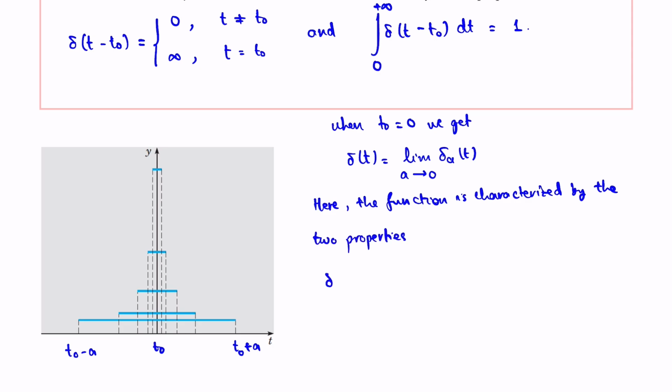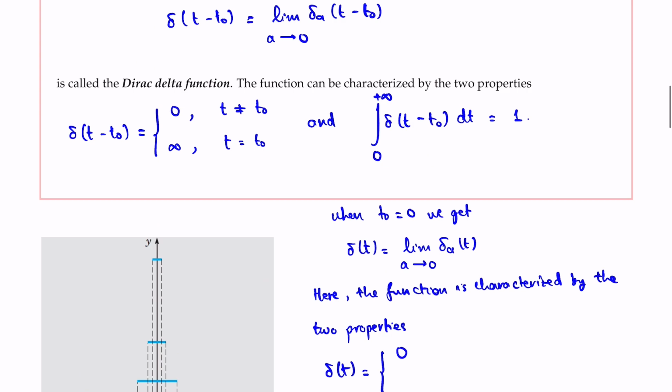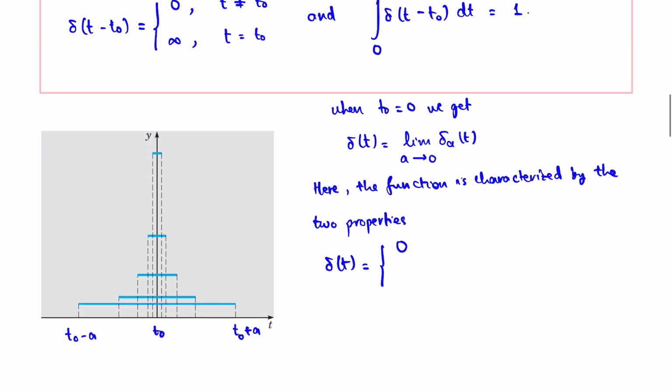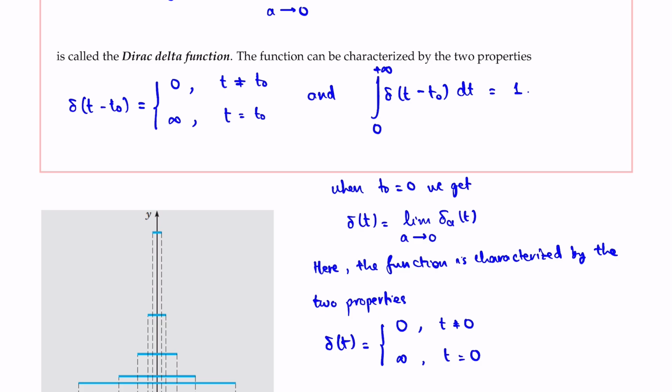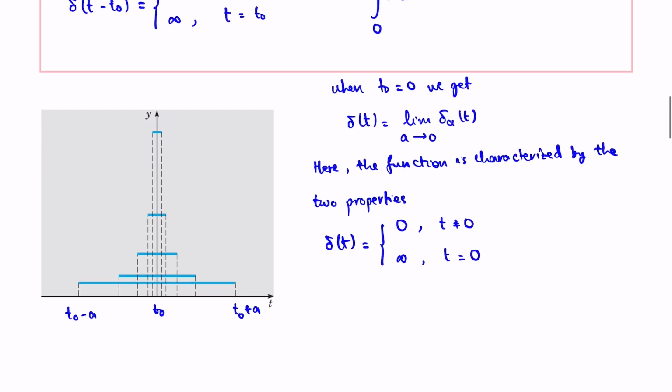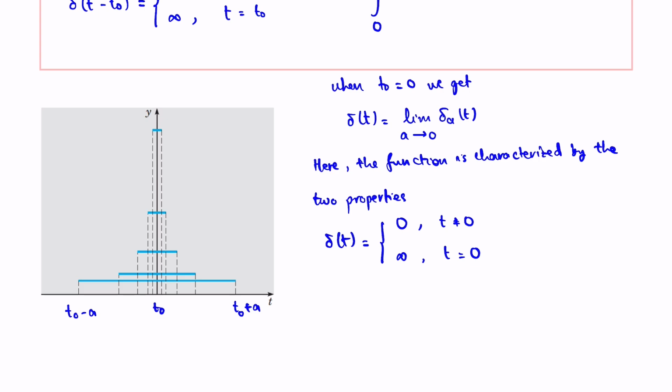The first one is how you define the Dirac delta function. Very similar to the general definition here, the delta function, or Dirac delta function, is equal to 0 when t is different from 0 and is equal to positive infinity when t is equal to 0. Again, very similar to what you see here. It's just that I've considered t0 at 0, so the formula is slightly changed.